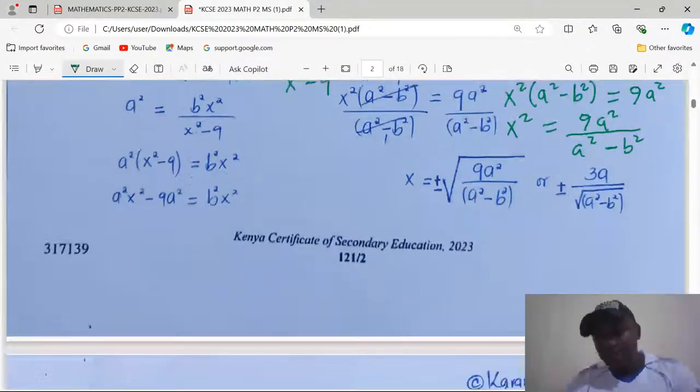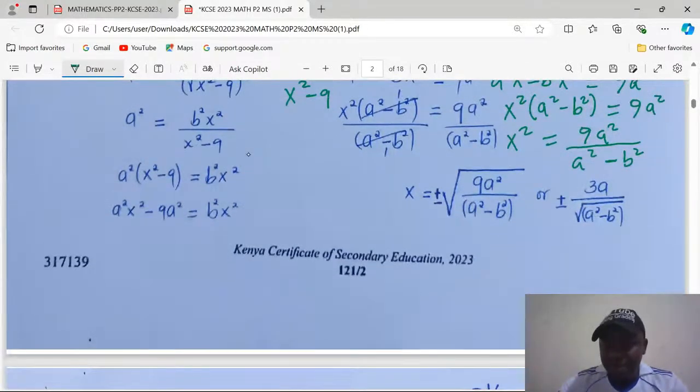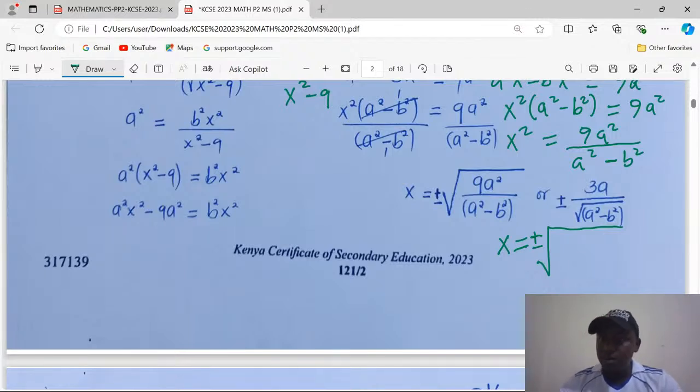Okay. So now to wind up, we can say the value of x, because that is x squared now, will be when we obtain square root. And it's good to have plus or minus, because a square root will have either plus or minus the value. Okay, 9a squared divided by a squared minus b squared.